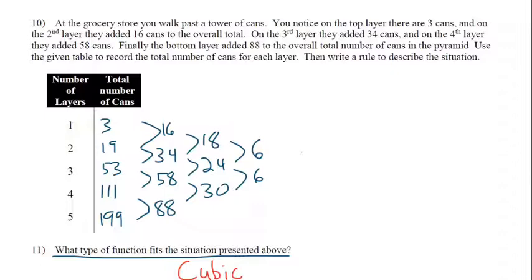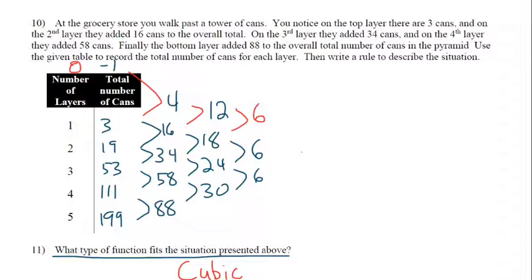But let's write an equation. We need our starting point. So when x is 0, what is y? We have to back up 6 to figure out how much we need to back up. So 18 minus 6 is 12. 16 minus 12 is 4. And 3 minus 4 is negative 1. So the starting point is negative 1, which seems a little weird, but it is what it is.